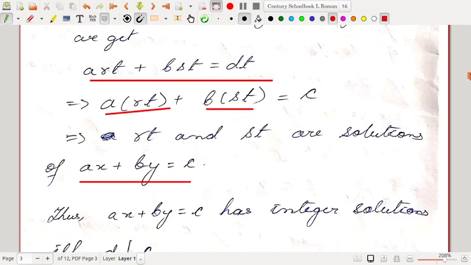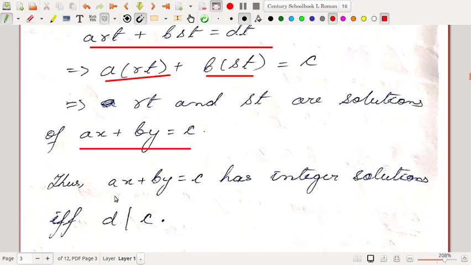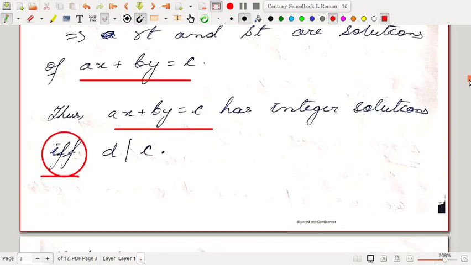So it's an if and only if condition, that is, AX plus BY equals C has integer solutions if and only if D divides C. This is the notation for writing if and only if. What does it mean? It means there are two implications here. AX plus BY equals C has a solution implies that D divides C. And the other way, D divides C implies that AX plus BY equals C has integer solutions. So the first part of the theorem is over.